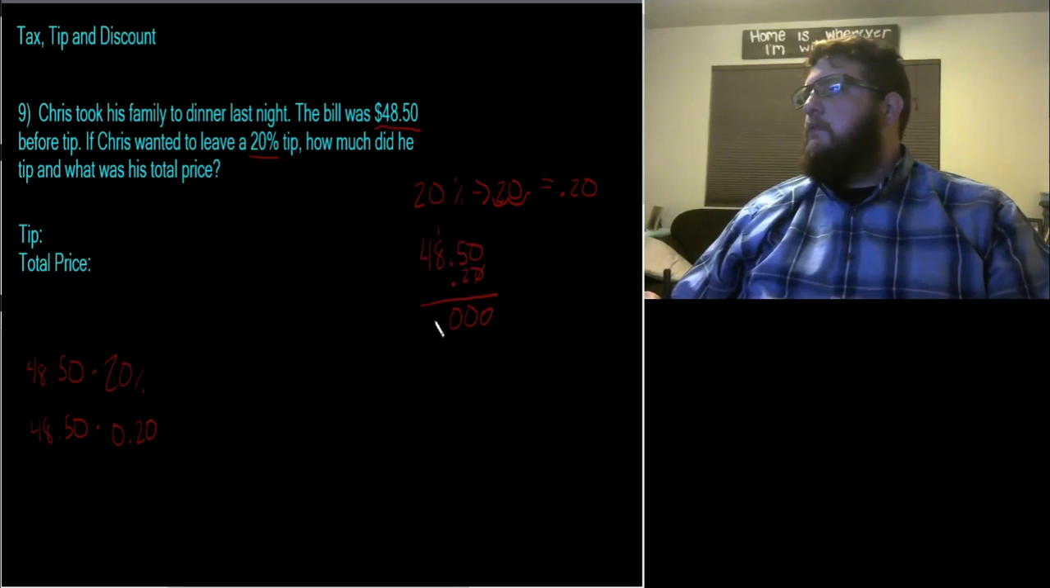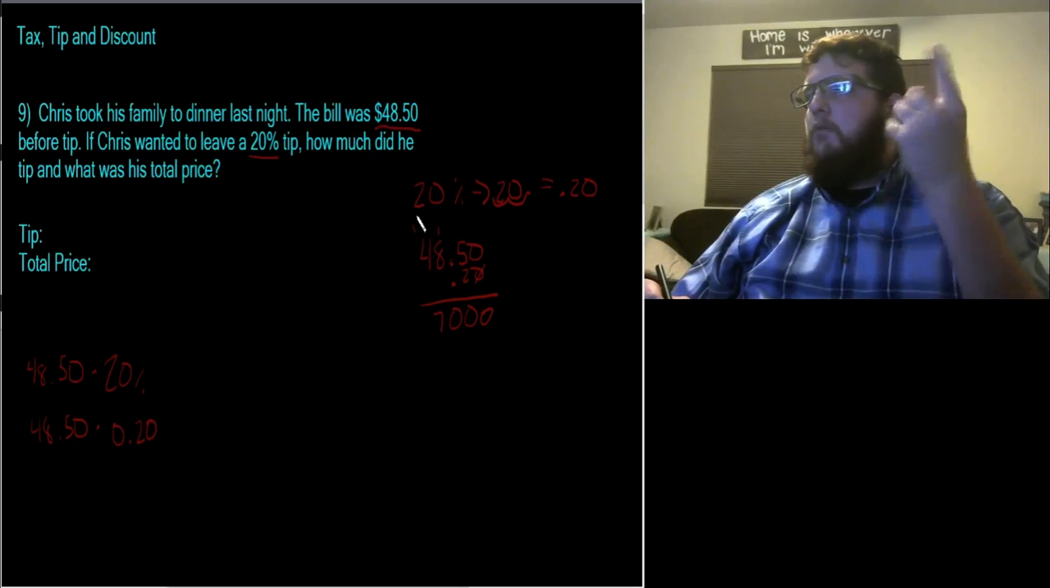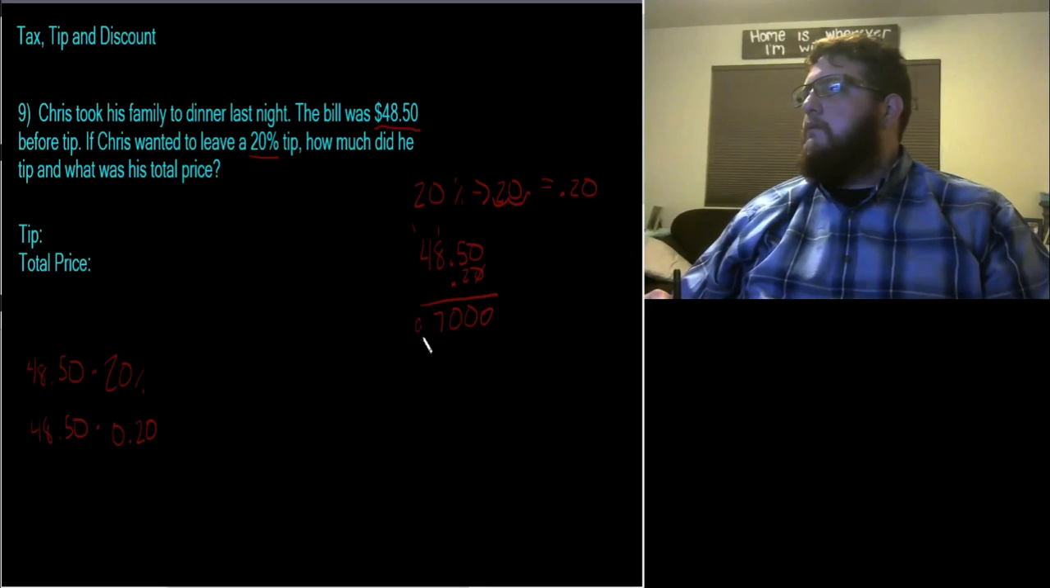Two times 5 is 10, and I'll raise the 1. 2 times 8 is 16, plus 1 more is 17. 2 times 4 is 8, plus 1 more is 9.